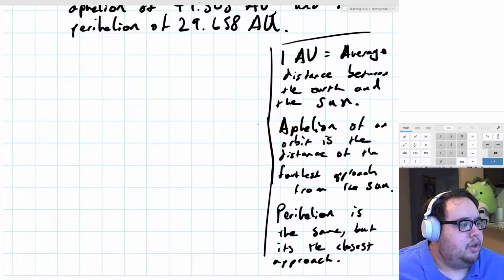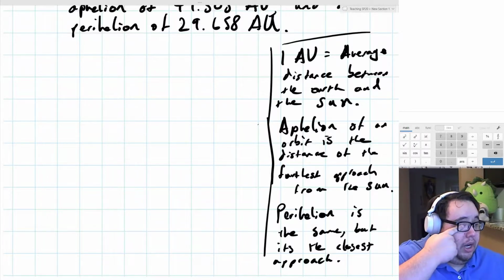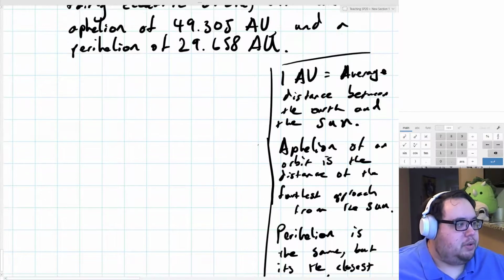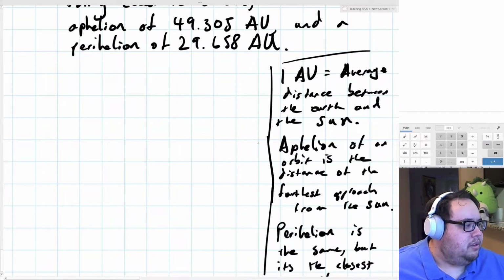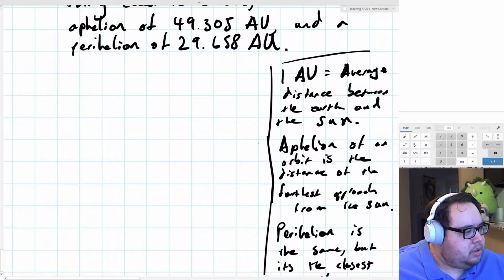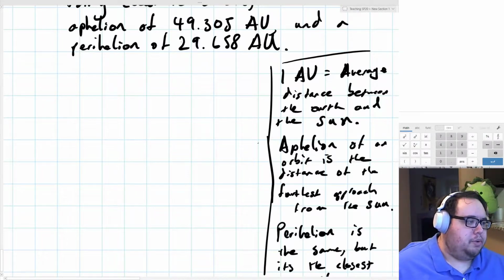For what it's worth, the aphelion of Neptune, which is the eighth planet, the furthest planet from the sun, is 30.33, and the perihelion of Neptune is 29.81. So Pluto doesn't spend a lot of time closer to the sun than Neptune does, but sometimes it's much, much further away. Or most of the time, it's much further away.